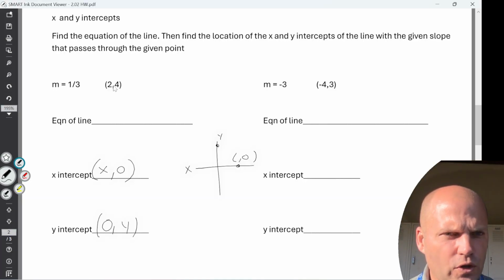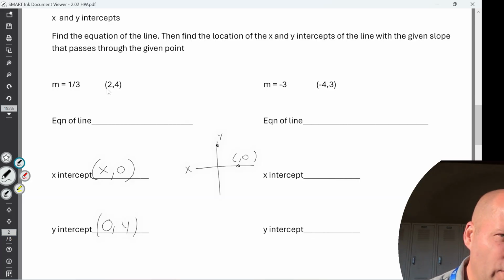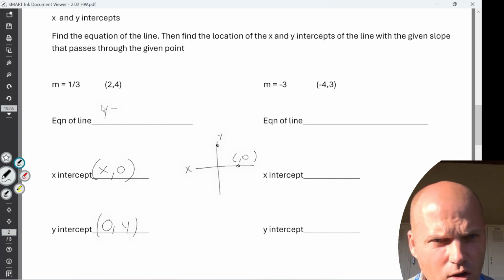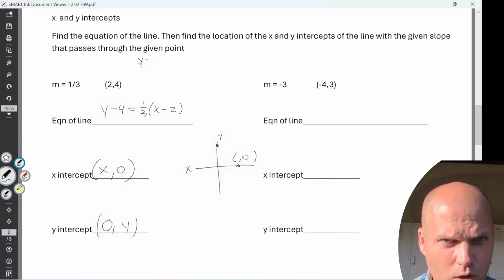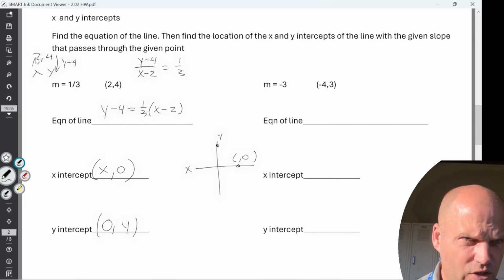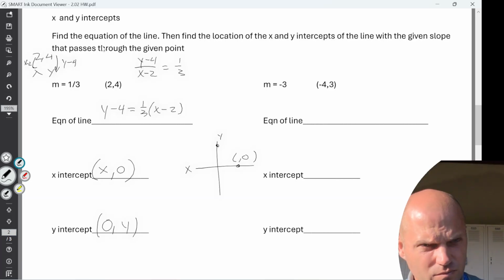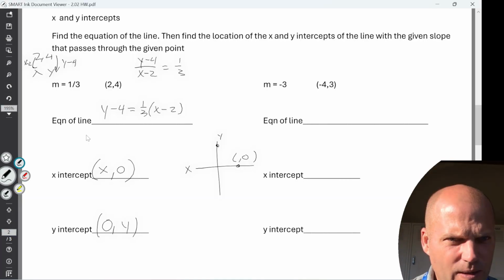So I start with a slope of 1/3 and a point 2,4. I want all the x,y's that connect with 2,4 that have a slope of 1/3, and all the x,y's must follow this equation of y minus 4 equals 1/3 times x minus 2. And again, it really follows the equation y minus 4 over x minus 2 equals 1/3, which is a slope formula. If I go from 4 to y, this distance from 4 to y is y minus 4. This distance from 2 to x is x minus 2. And y's over x's, boom, slope. So now I want to find the x-intercept when y is 0.